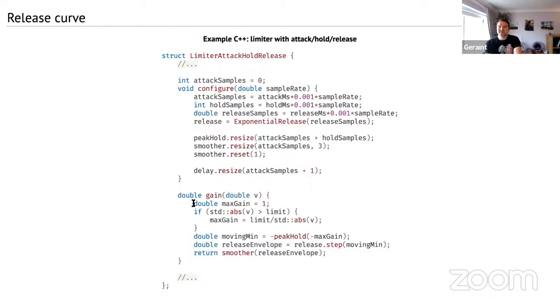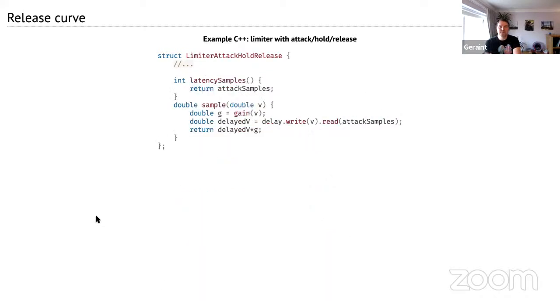And then this is, again, exactly the same, except between our moving minimum and our smoother, we've got our release envelope. And then, exactly the same as before, we've got an input sample, calculate the gain, read a delayed audio sample to compensate for the latency of the smoothing, and then we go and apply it.